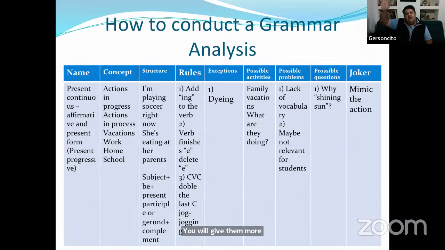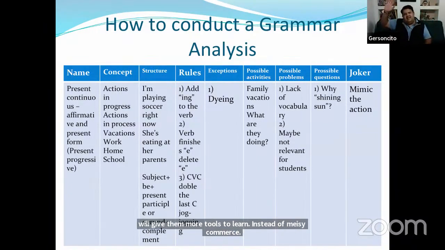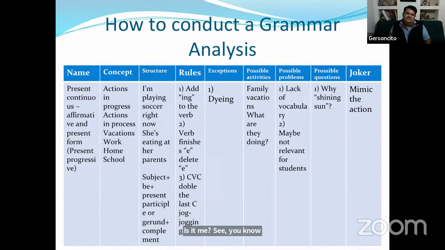Instead of, "Miss, how do you say this?" "Miss, what do I say now?" "Miss, what comes next?" So if you think your students need vocabulary, you anticipate and you give them the vocabulary. Okay? And possible questions. Why this?